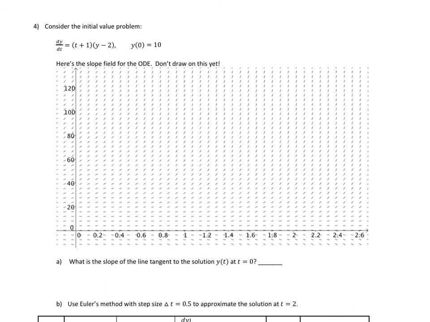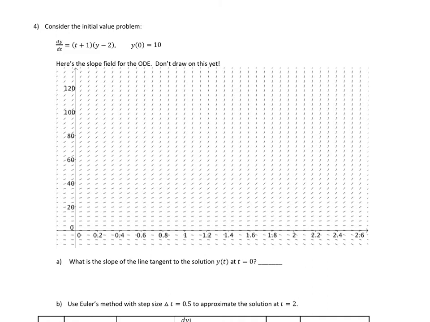Consider the initial value problem dy/dt equals t plus 1 times y minus 2, with y of 0 equals 10. I've given you a slope field here, but I'm not going to draw on it yet. I'm going to jump to part A. What is the slope of the line tangent to the solution y of t at t equals 0?